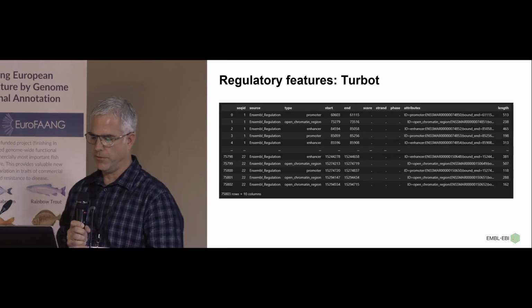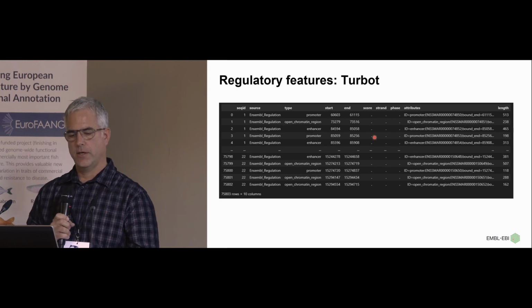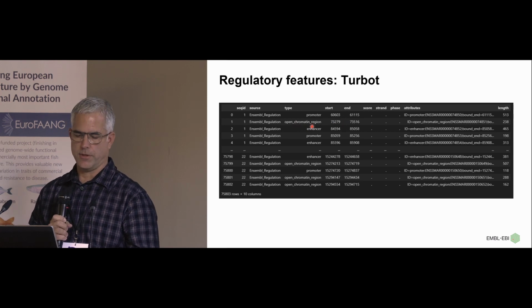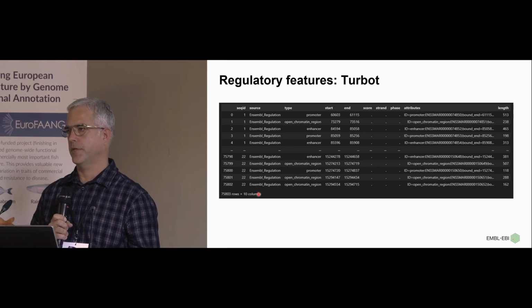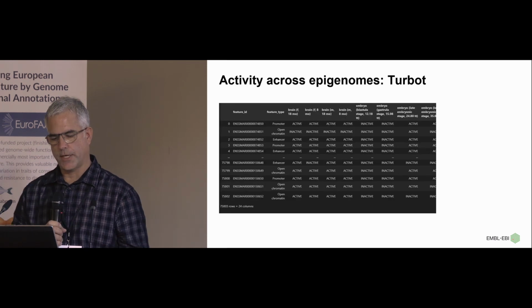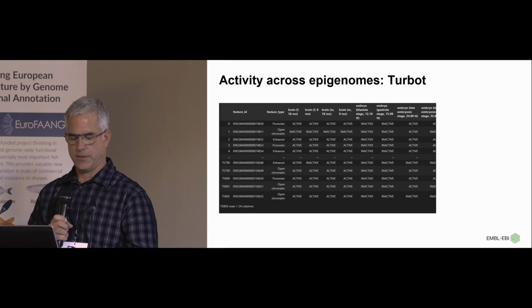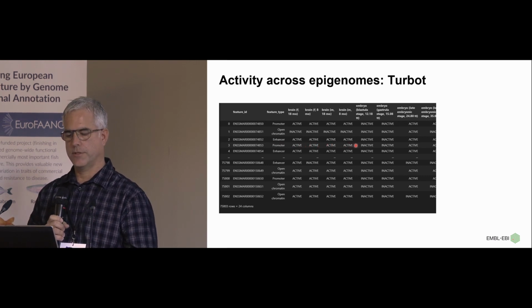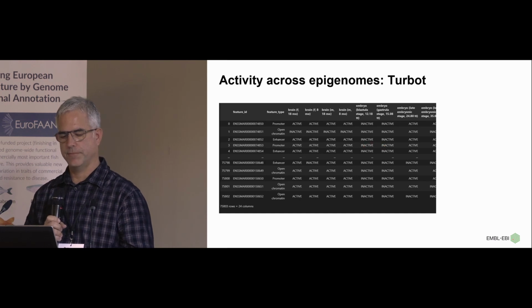This is, for those who don't know, what a GFF file can look like. So this is some of the features, for example. We'll have the chromosome here, the coordinates on the chromosome, the type of feature, and so on. In this case, the 75,000 features that we are putting out there. The activity is the same idea in terms of one row for every feature, but we also have an active or inactive classification for each of the different tissues, cell types that we have.